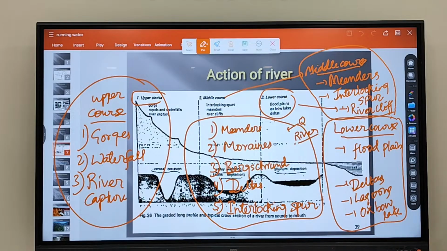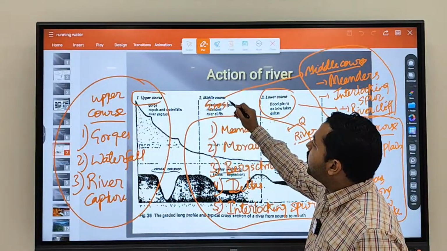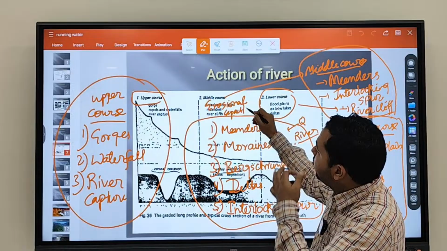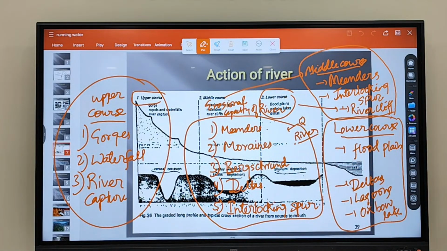Or if I want to make it more difficult, I can ask: which of the following is formed due to the erosional capacity of a river? Which of the following is formed due to the erosional capacity of a river?